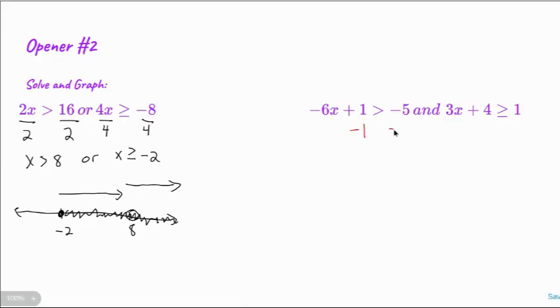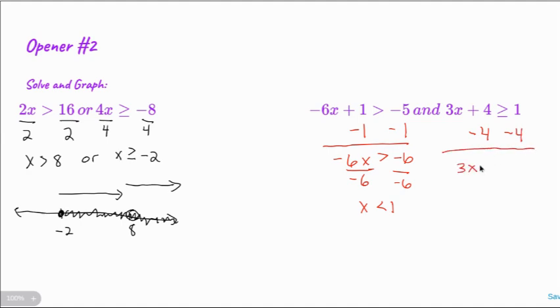And then we subtract 1. We got negative 6x is greater than negative 6. And then we divide by negative 6. We got x is less than 1. Subtract 4. We got 3x is greater than or equal to negative 3. Divide by 3. X is greater than or equal to negative 1.